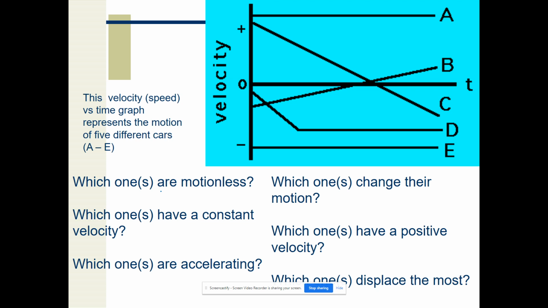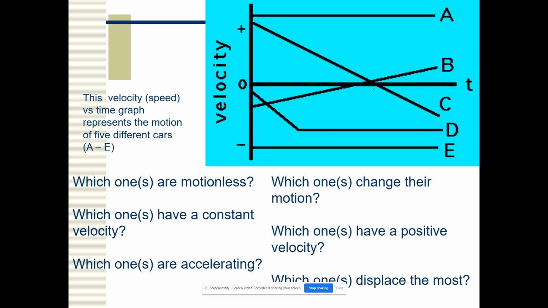All right, here's that velocity versus time graph again for our 5 cars. We've got car A, B, C, D, and E. Let's see if we can answer some of these questions. Which one is motionless? The answer is none of them are motionless because none of them have zero velocity. For a short amount of time, B and C will become motionless instantaneously, but they are not motionless throughout the entire graph.